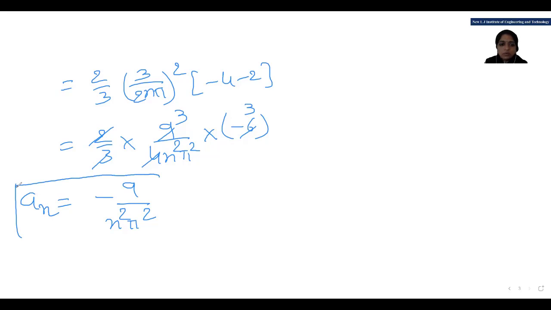Same way, you have to find the value of bn by yourself. And the value of bn is 3 upon n pi.